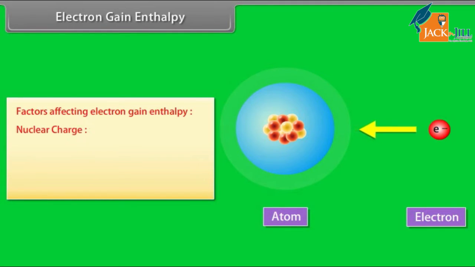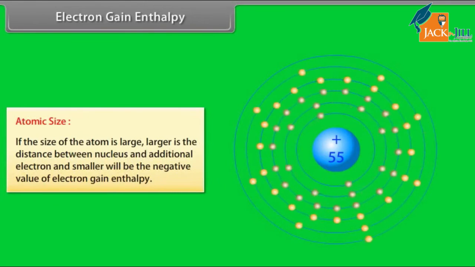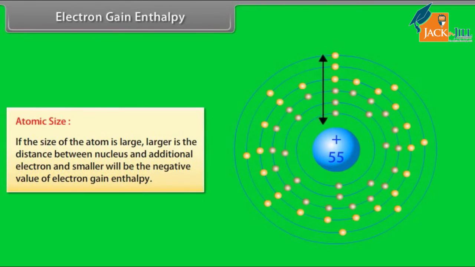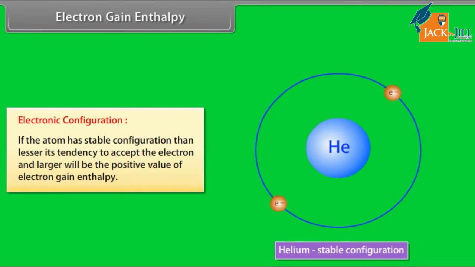Nuclear charge. Greater the magnitude of nuclear charge, greater will be the attraction for the incoming electron, so that larger will be the negative value of electron gain enthalpy. Atomic size. If the size of the atom is large, the distance between nucleus and additional electron is large, and smaller will be the negative value of electron gain enthalpy. Electronic configuration. If the atom has a stable configuration, then lesser is its tendency to accept the electron and larger will be the positive value of electron gain enthalpy.